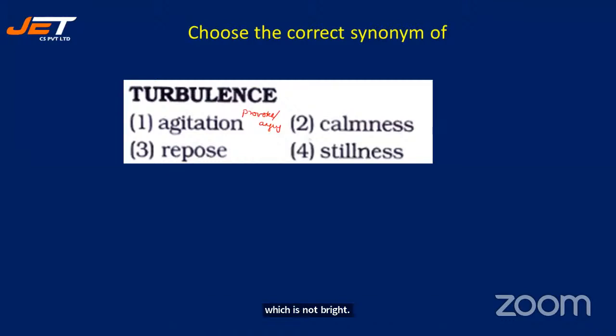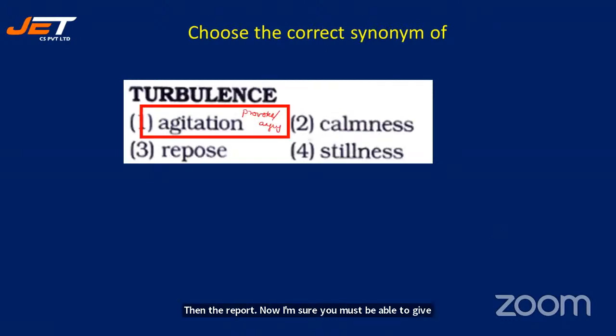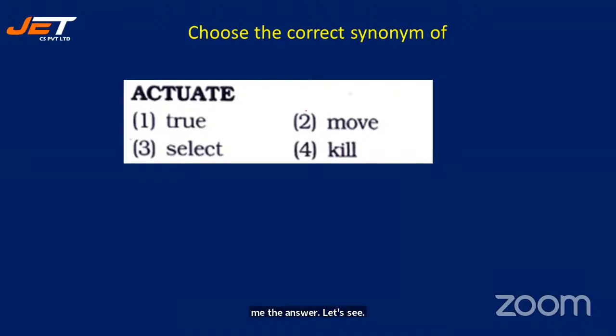Turbulence. Agitation, calmness, repose, stillness. Agitation means you become very angry. You provoke somebody, you kindle him. So it's the opposite of calmness, right? Next is stillness, then repose. Now I'm sure you must be able to give me the answer. Let's see. It is agitation. All right, so the next question.